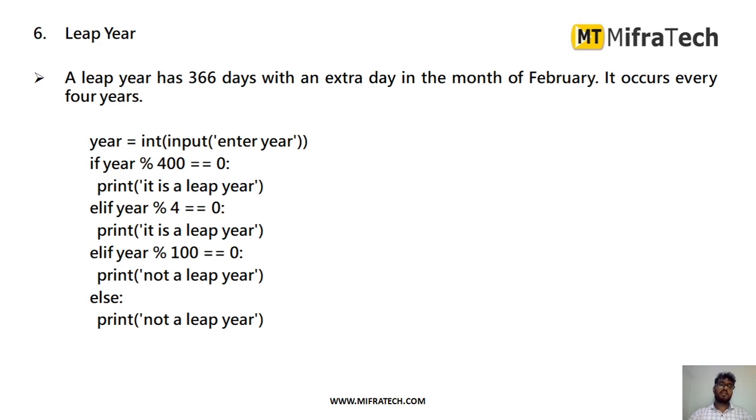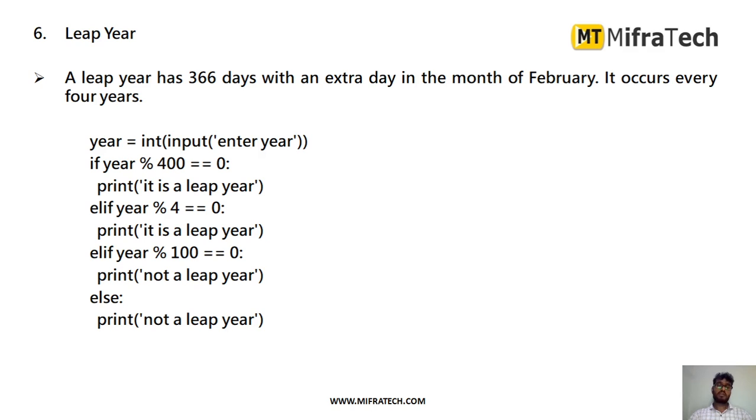Next we'll see a leap year program. A leap year is nothing but this: normally every year has 365 days, and every 4 years we have a leap year with 366 days, because in a leap year the month of February has 29 days. Usually February has 28.